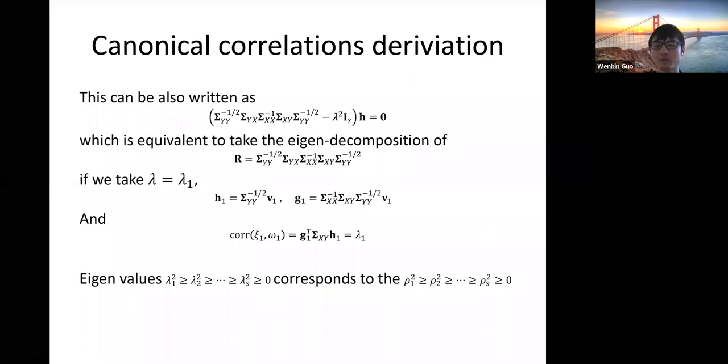And so this one can be rewritten as this first formula form. It's very interesting that the left factor is basically just an eigen decomposition of the R matrix. And if we take lambda equals lambda 1, which means the biggest eigenvalue, we can write out the H and the G, and then we directly find that the correlation between canonical variables is just the first eigenvalue. And if we have multiple eigenvalues, for example, lambda 1 squared to lambda s squared, where s means the degree of freedom, these eigenvalues directly correspond to the canonical correlations.